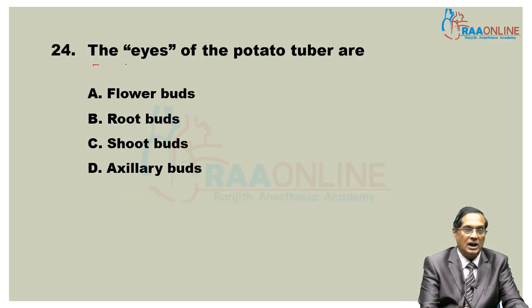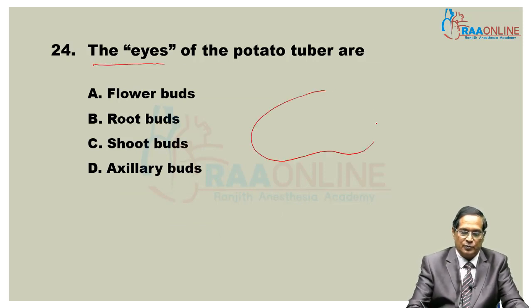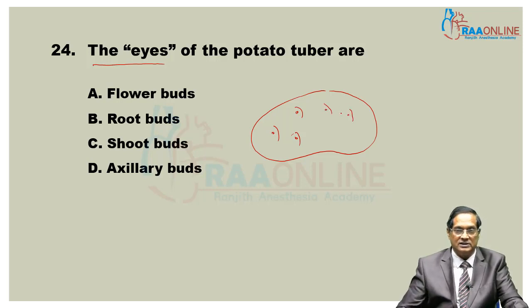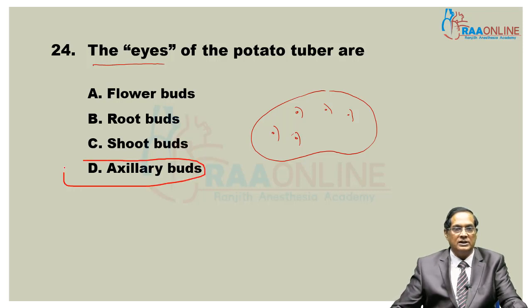Eyes of potato, I have already described. This is a potato tuber, a modified underground stem. These are the eyes in potato. What is represented by them? They actually represent axillary buds, buds on a stem.